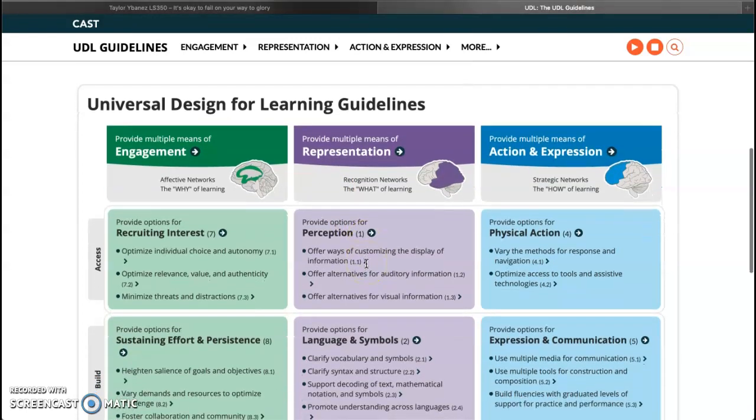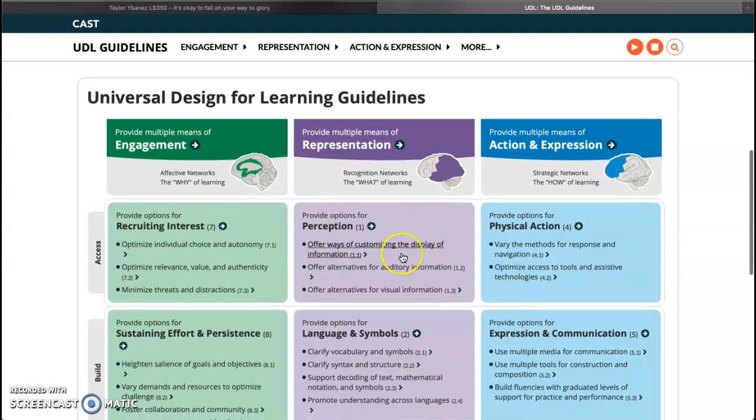For representation, I used 1.1, offer ways of customizing the display of information. I used animation and bubbles and really pinpointed the values that I was trying to display on these Instagram posts.